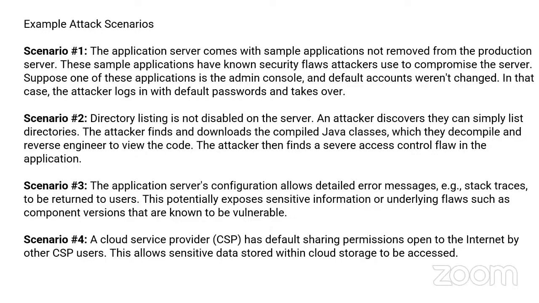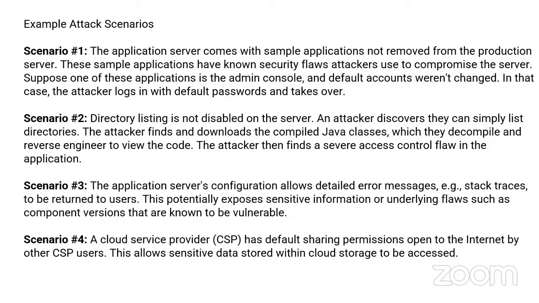So he will be just checking with the cookies and he'll be collecting all the flaws in a particular application to make an attack. Then directory listing is not disabled on the server. An attacker discovers they can simply list directories. The attacker finds and downloads the compiled Java classes, which they decompile and reverse engineer to view the code. The attacker then finds a severe access control flaw in the application.